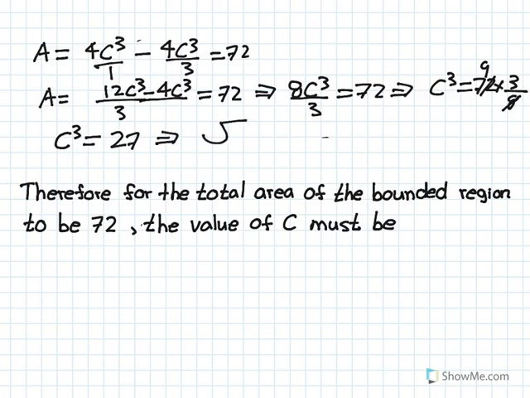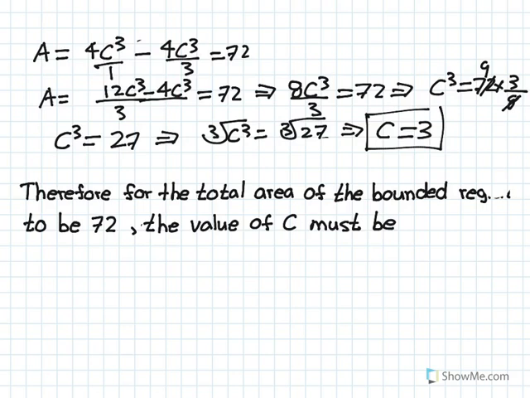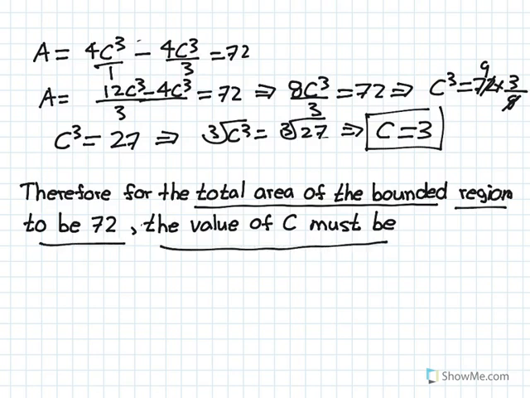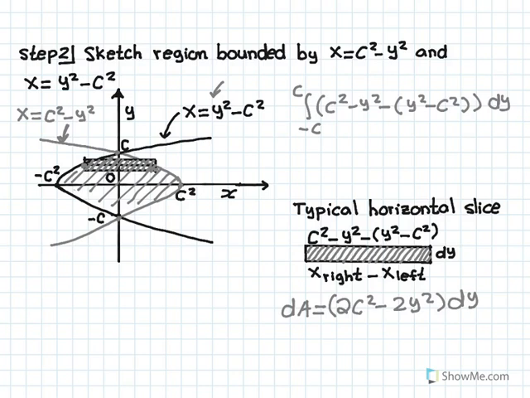Now take the third root of both sides. The third root of c cubed is equal to the third root of 27. So we get c is equal to 3. What that means is for the total area of the bounded region to be 72, the value of the constant c must be 3. That means when c is equal to 3, the whole area is 72. And by the area, of course, we mean the shaded region here in this diagram. This shaded area is 72 if the constant c has a value of 3. All right, thank you.